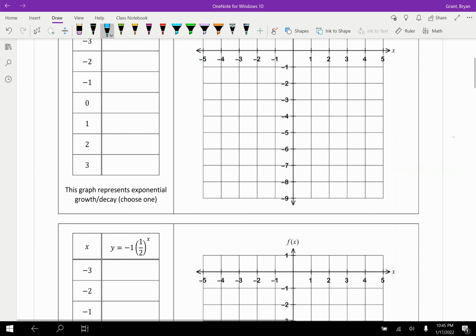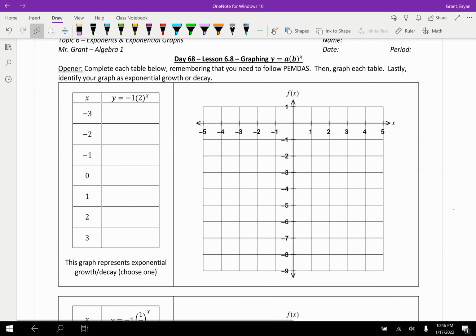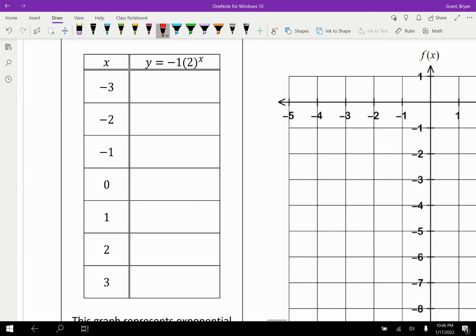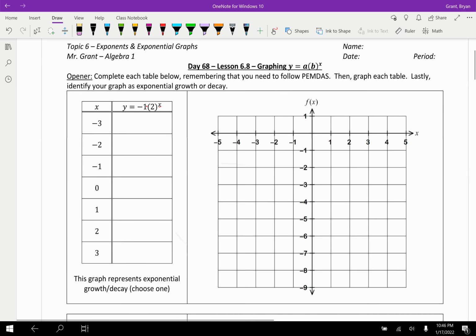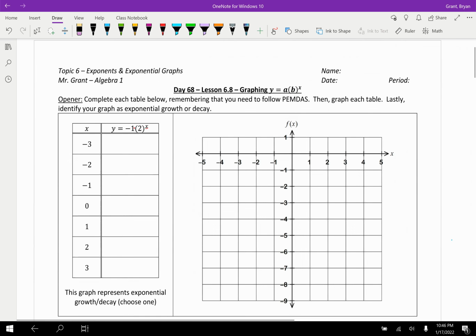This first page is your opener, and there are two tables on it. For each table, you're going to need to fill in the outputs based on each equation. So for example, we have this y equals -1, don't forget there's times 2 to the x power. So we need to take each x, substitute it in, do the math, and that will give us the output. You're going to do that for each of these. And then, of course, you're going to graph all of those points.